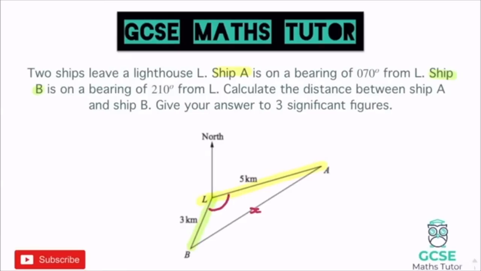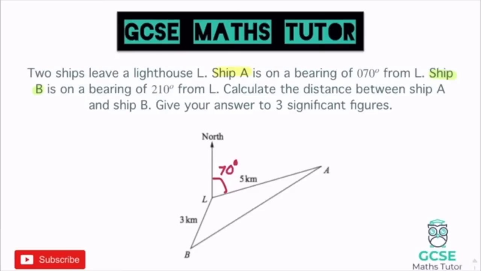So let's get rid of some of this stuff that I've drawn on there. There we go. So it says that this angle here is 70 degrees. Okay, that's given to us in that first piece of information where it says ship A is on a bearing of 70. Then it says ship B is on a bearing of 210.